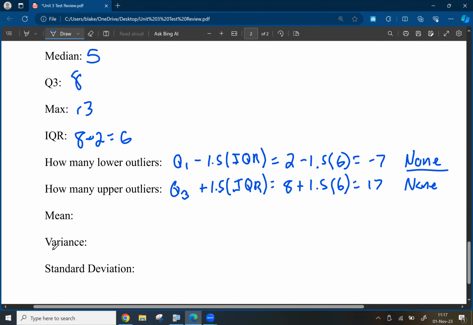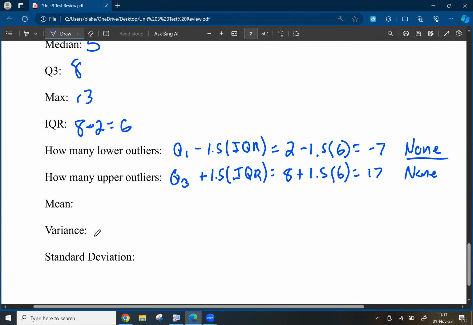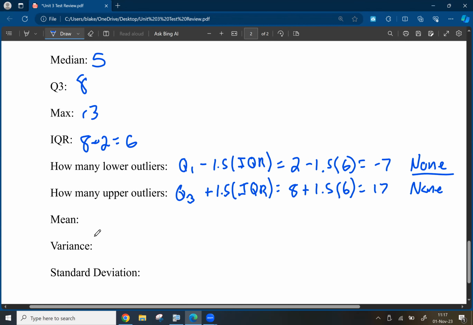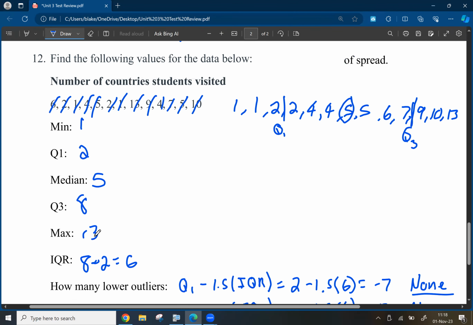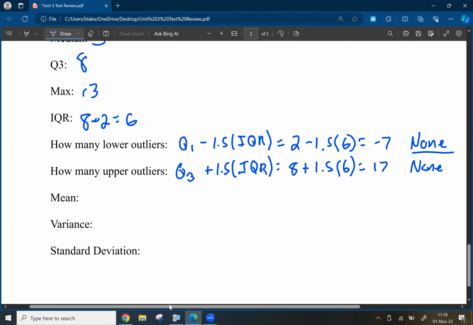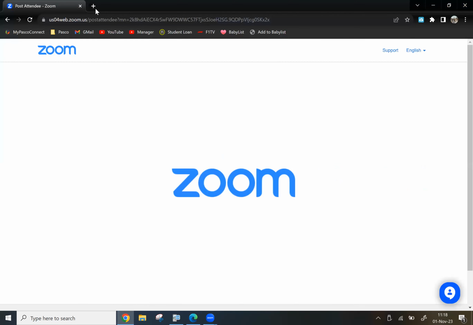The mean, the variance and standard deviation, I'm going to go to Statsmatic for the rest of these because there's really no reason to do those ones by hand, I think. So you are allowed Statsmatic on the test. It's going to be kind of conditional, but you can. So let's go to that real quick.